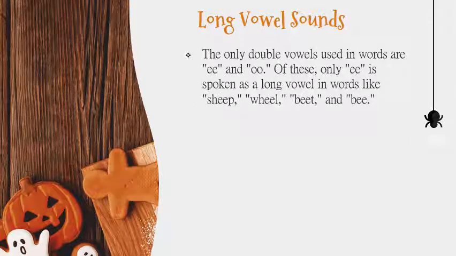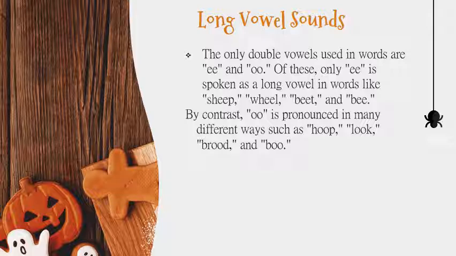The only double vowels used in words are EE and OO. These doubles have the long E sounds, and these are the only doubles used in words. Of these, only EE is spoken as a long vowel in words like sheep, wheel, beat, and bee. By contrast, OO is pronounced in many different ways, okay, such as hoop, look, brood, and boo.